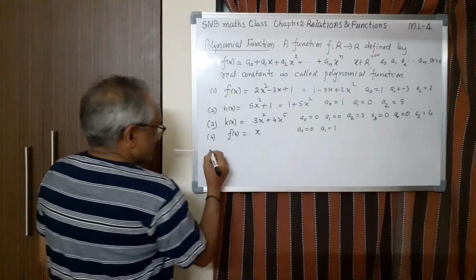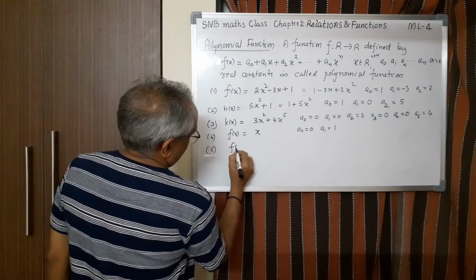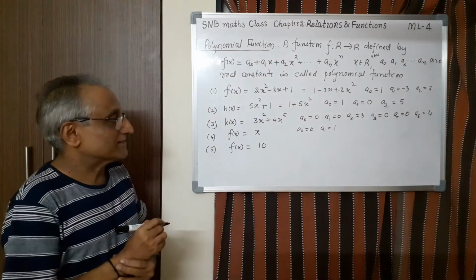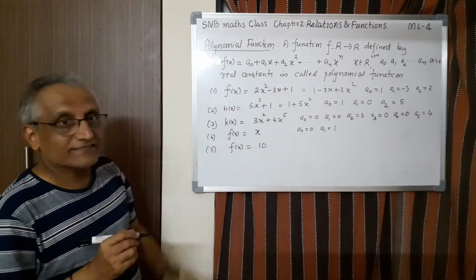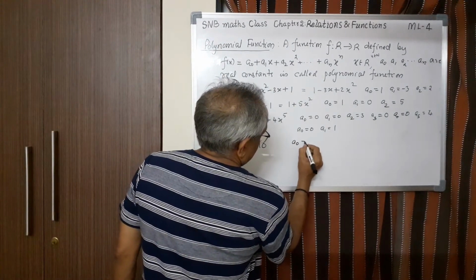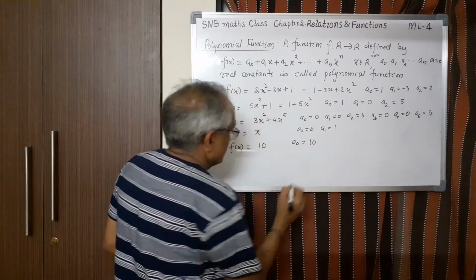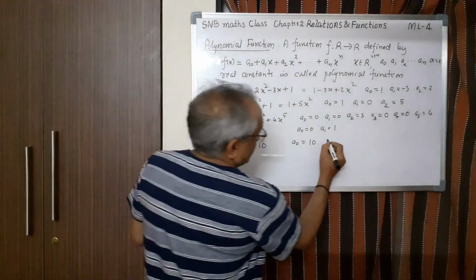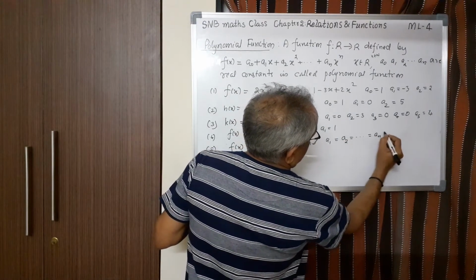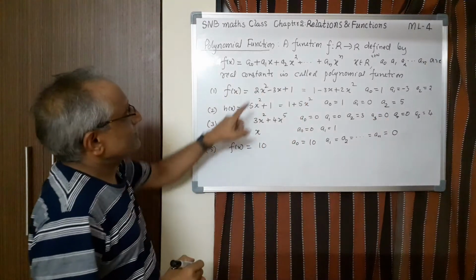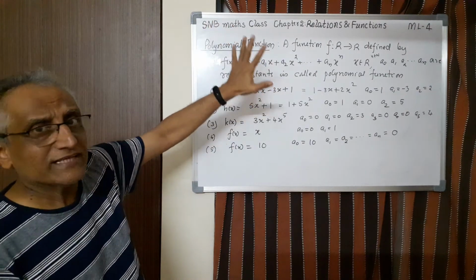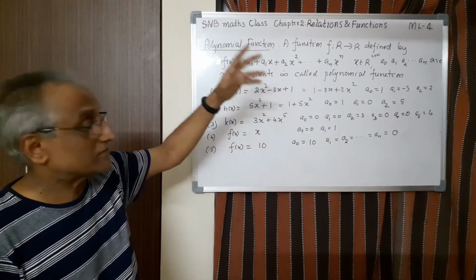One more thing, suppose you take f of x equal to, say, 10, a constant function. Is it a polynomial function? Is it following this definition? Yes, because here a naught is 10, the constant is 10. What about a1, a2, up to an? All other terms are 0, because the condition is that they must be real constants. The moment you say real constants, it can be anything, including 0.